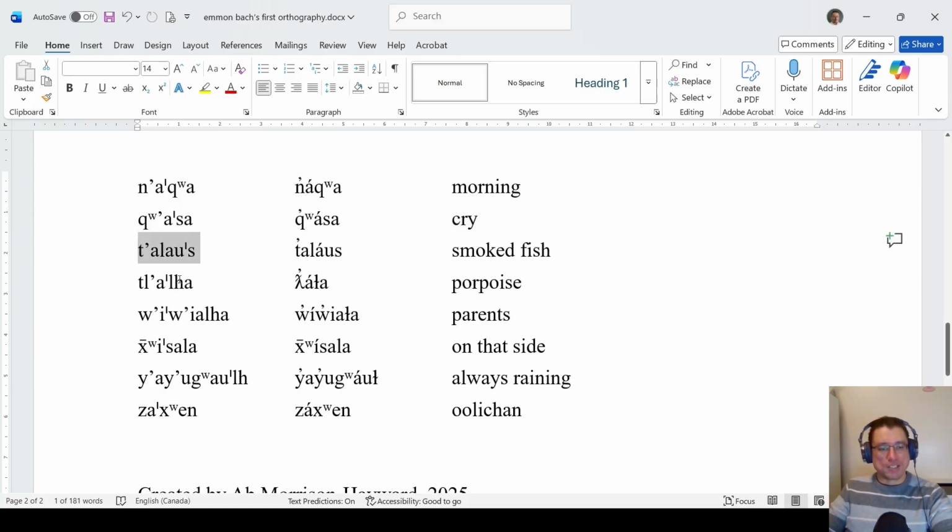Next we have talos. So that's Emmon Bach's first orthography. This is his second one. And talos means smoked fish.